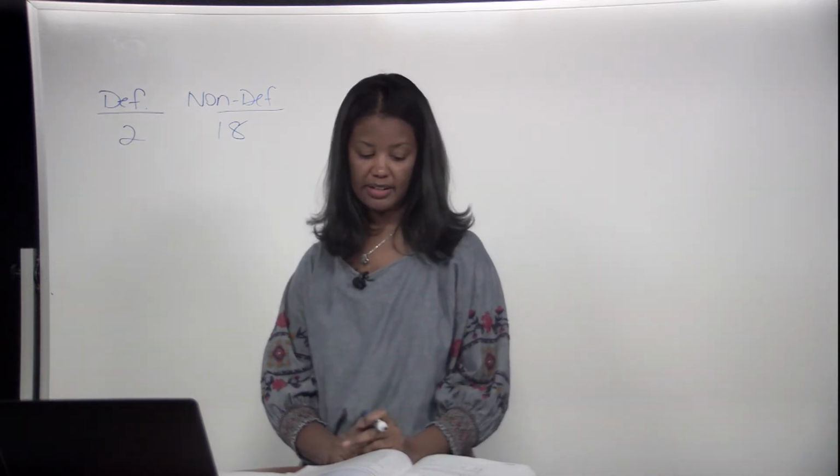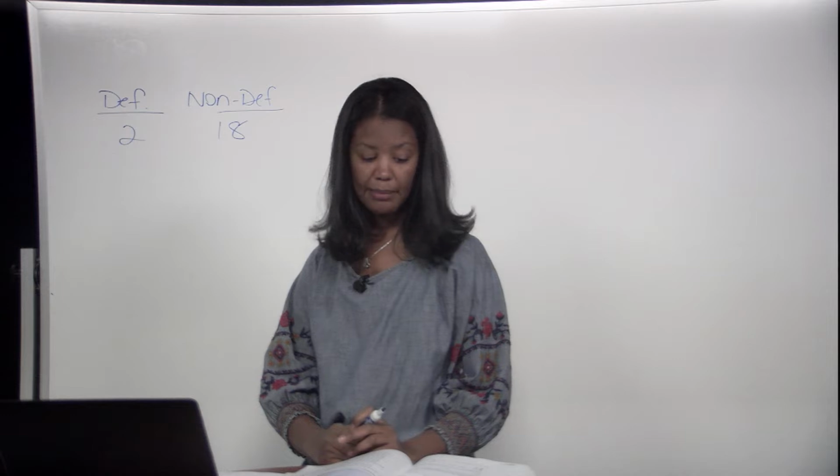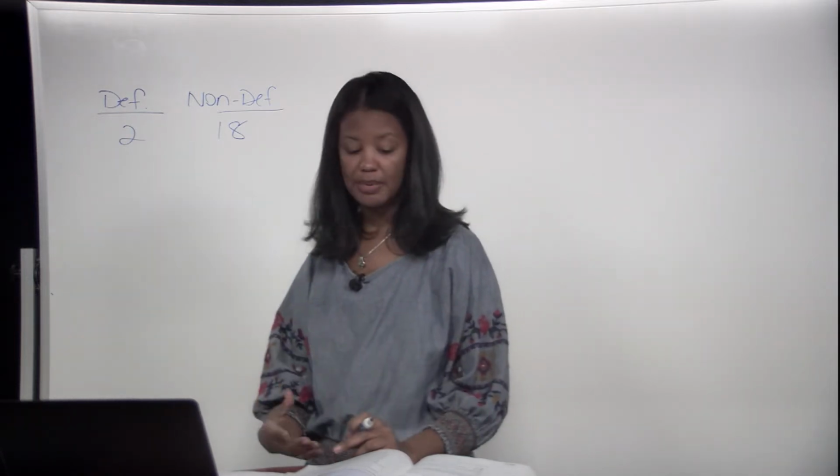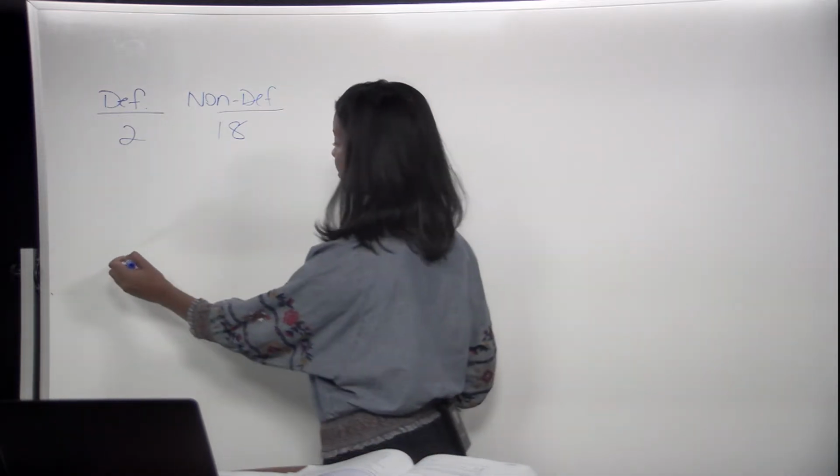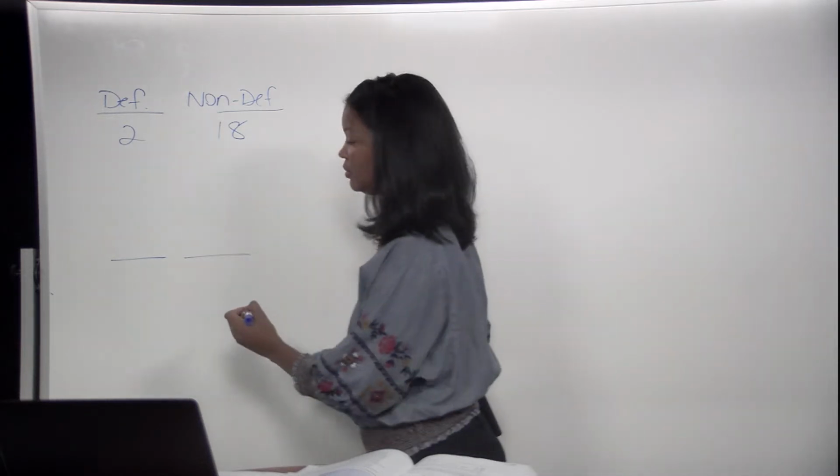So of the 20 light bulbs total, we know that 2 are defective. An inspector will select 2 light bulbs simultaneously, so that's at the same time, and randomly from the box. So we're selecting 2 light bulbs. So light bulb number 1, light bulb number 2, okay?